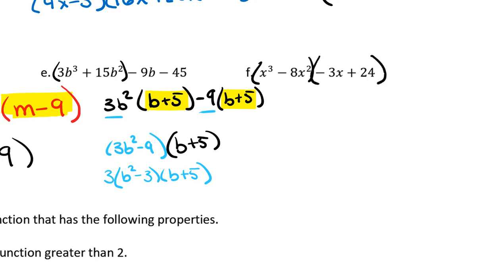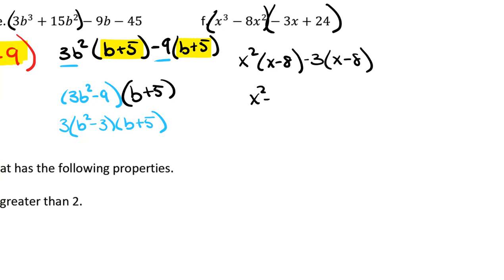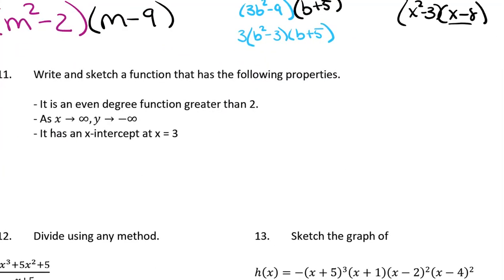Boom, boom, boom, boom. Looks like it's going to be an x squared coming out. I'm left with x minus 8. And then, again, I got to change that sign. So negative 3 is coming out. X minus 8. So x squared minus 3 times x minus 8. Done, done, all done. So remember, you should have 2 terms here in each one. You shouldn't have one. When you're taking out a GCF, it doesn't just disappear. There's always 2 terms. Okay, number 11.